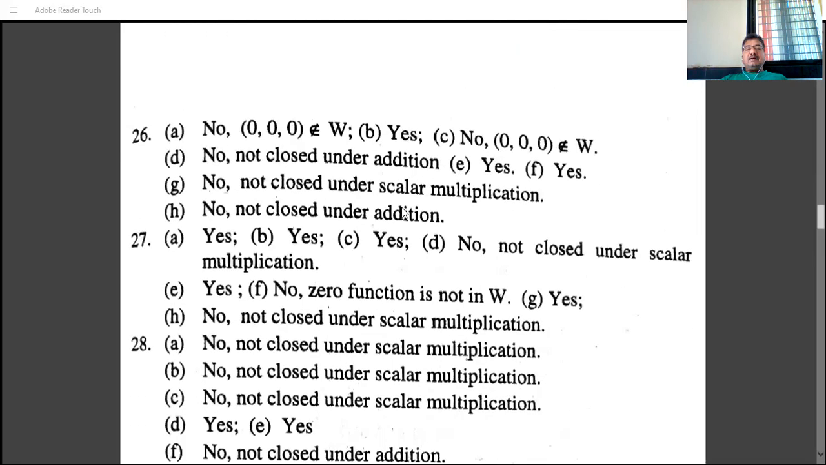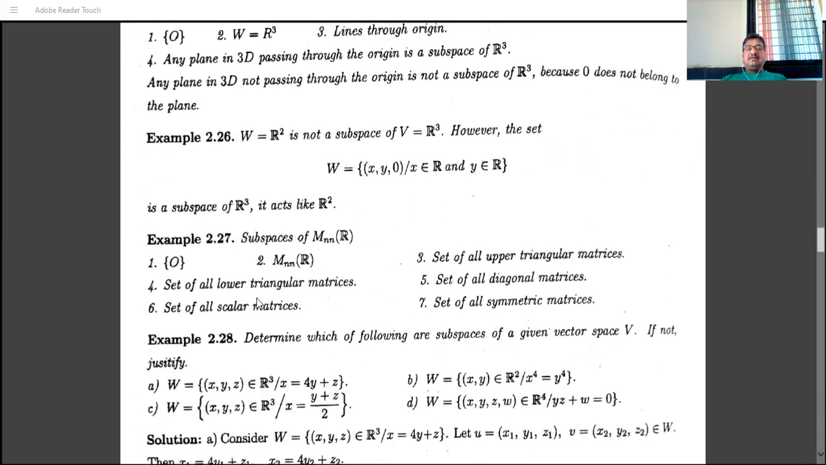Okay. And what is the lower triangular matrix? Now the elements above the diagonal are 0. It's called a lower triangular matrix. Set of all diagonal matrices. We say the matrix is a diagonal matrix if only its diagonal elements are non-zero, and all the remaining elements are 0. Set of all scalar matrices. Set of all symmetric matrices. Symmetric matrix means the elements of the type Aij and Aji are equal.